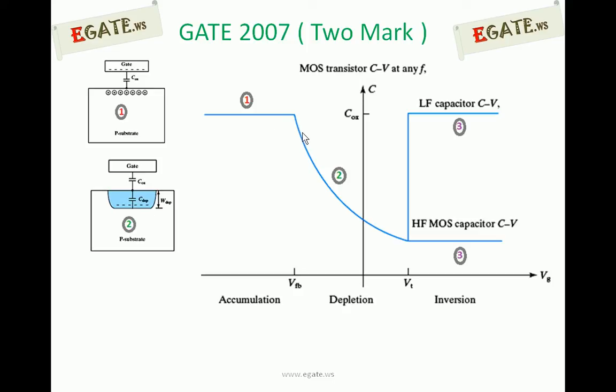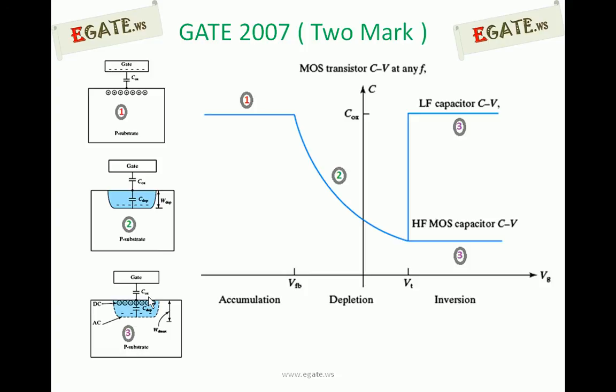As you apply more and more positive voltage but less than threshold voltage, the depletion region increases, so the effective capacitance reduces. This is the minimum capacitance we are getting. This is the maximum capacitance under the accumulation region. Maximum capacitance under accumulation region, minimum capacitance in inversion region.